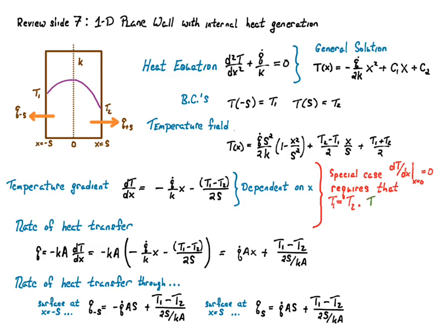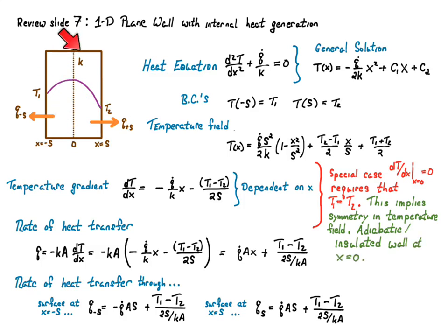We can also think of this as the center line being a line of symmetry, so that we would only have to solve for one half of the problem, or we can also say that one side of the wall is adiabatic. So again, we could solve this for just this left-hand side and consider the right-hand side as being an insulated wall.